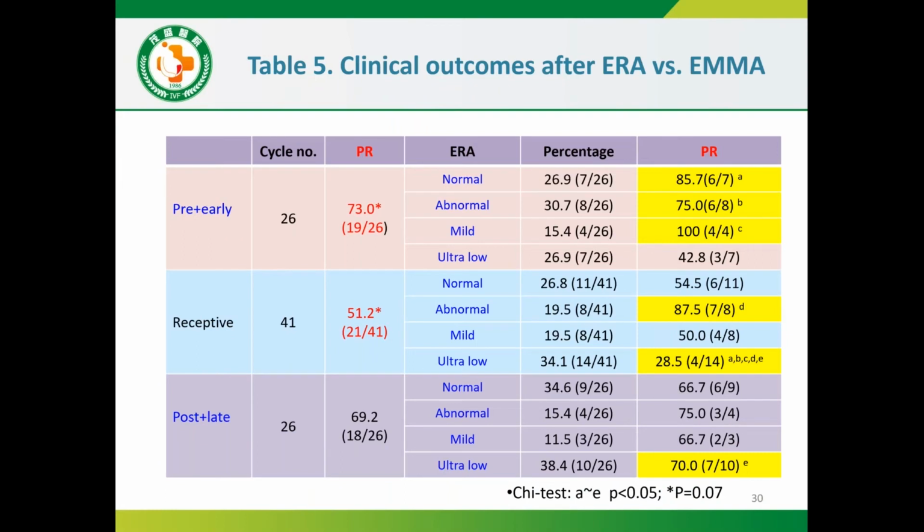Combining the ERA and EMMA results, the pregnancy rate of non-receptive groups improved from 51.2% to 73.3% in pre- and early-status implantation windows, or 69.2% in post- and late-status implantation groups. Receptive with ultra-low microbiota groups showed the lowest pregnancy rate. This means the uterus still needs optimal probiotics to improve pregnancy.